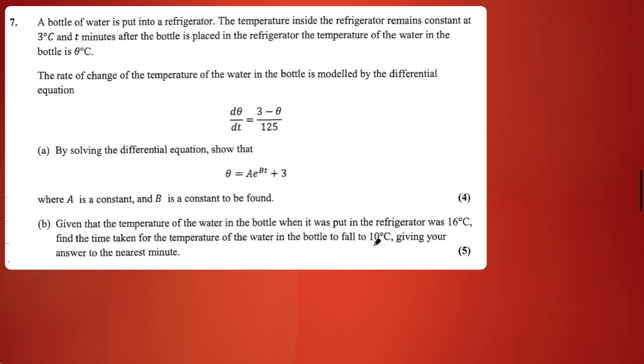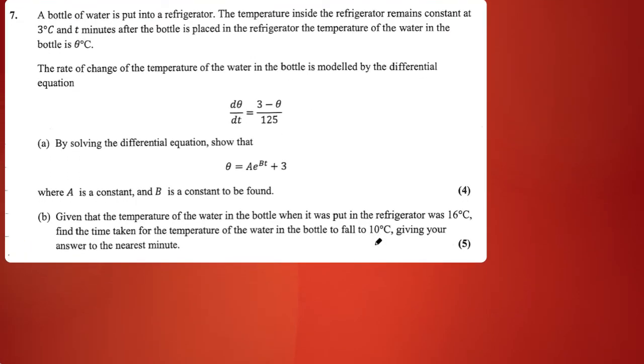Final question is one of these modelling questions. So this is always about a very careful setup. A bottle of water is put into a refrigerator. The temperature inside the refrigerator remains constant at 3 degrees C. And T minutes after the bottle is placed in the refrigerator, the temperature of the water in the bottle is theta. So theta is the temperature in the water, not the fridge. The rate of change of temperature of the water in the bottle, so that's d theta by dt, is modelled by this differential equation.